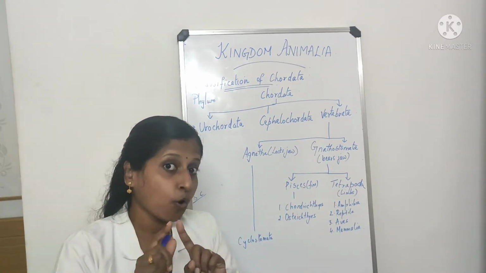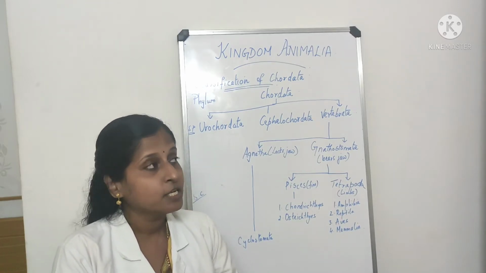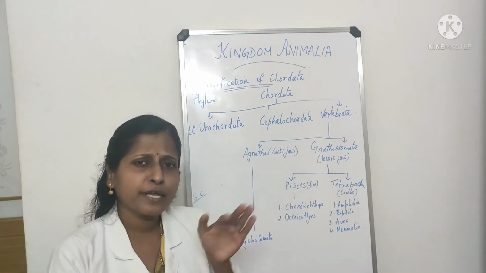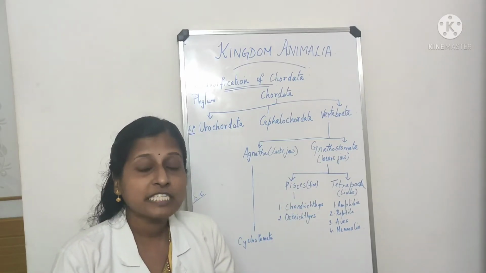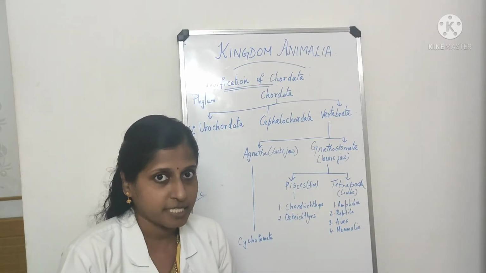So in the animal world, we have already covered what? We have covered the non-chordates, isn't it? So today we are moving into the world of chordates. Before moving into each and every category, first let us categorize them. Let us classify them so that it will become easy, okay?